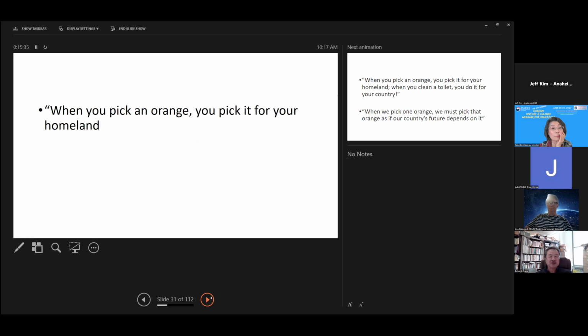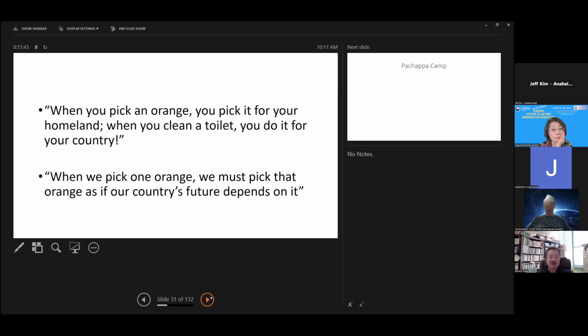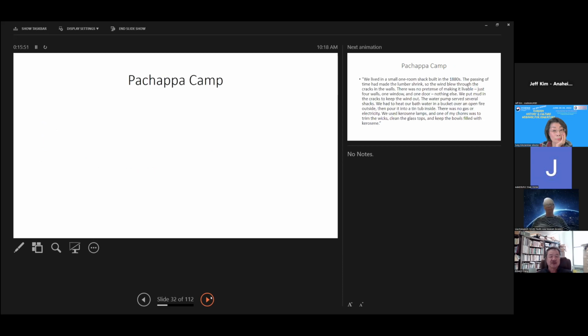And he said, when you pick an orange, you pick it for your homeland. When you clean a toilet, you do it for your country. That was the basic principle of Ahn Chang-ho. And we must pick the orange as if our country's future depends on it.